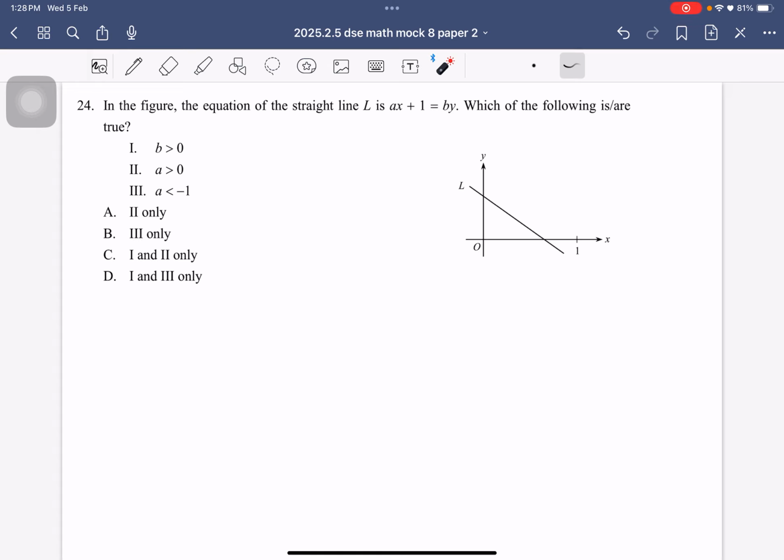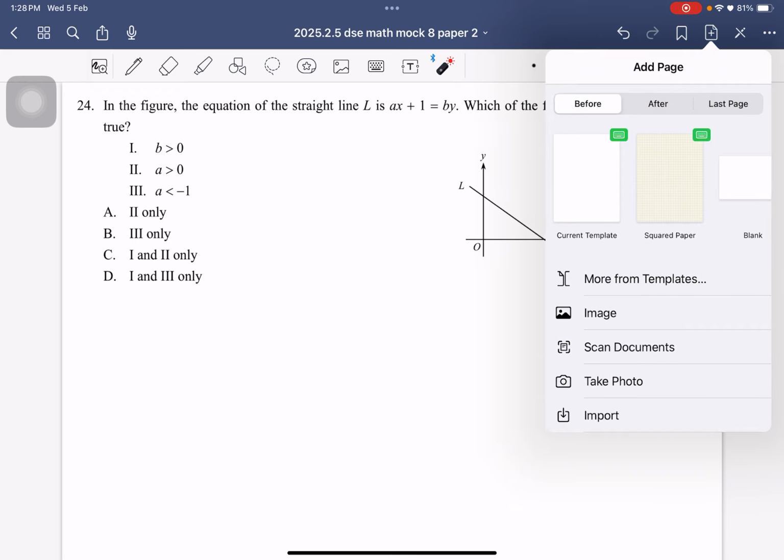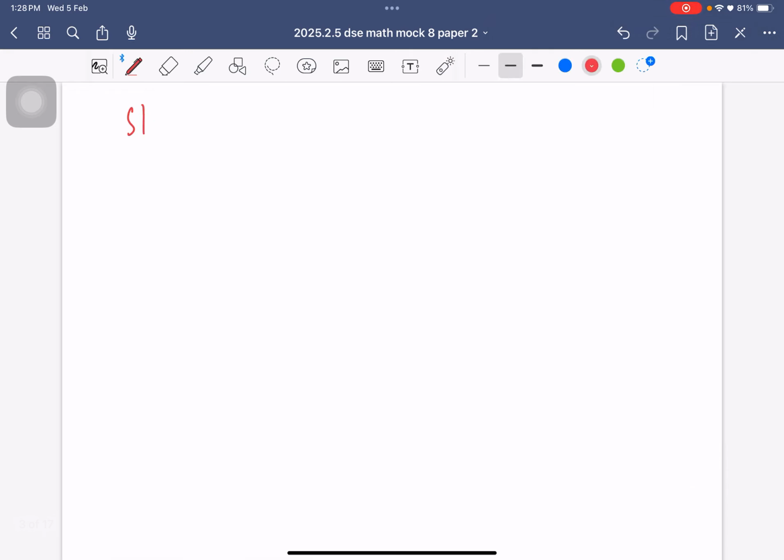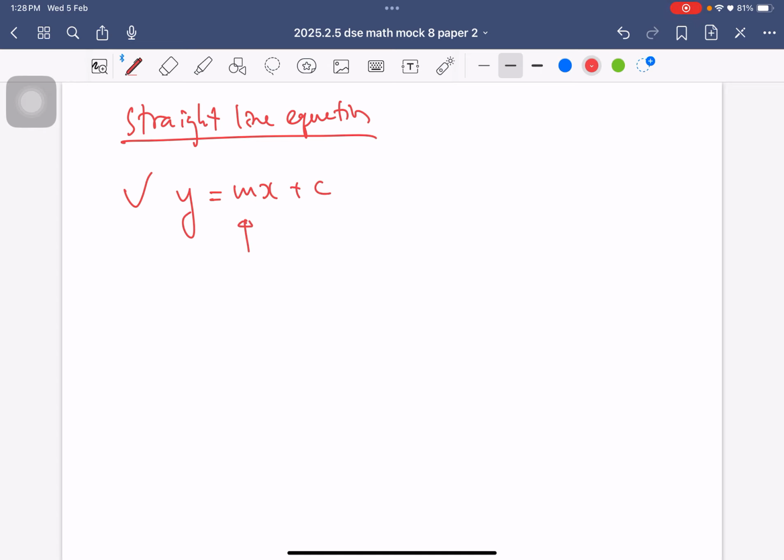So straight line equation. So before we do straight line equation, get a general idea what is the meaning of the straight line equation. The thing you must know is y equals mx plus c. The m is the slope, and the c is the y-intercept. Okay? So if we have this slope, this is our straight line L, and the slope is going to be m greater than 0 or smaller than 0.